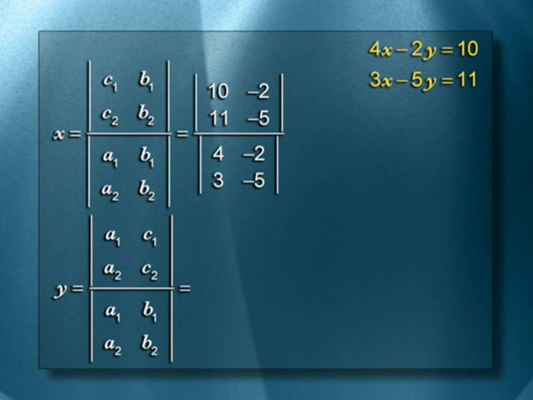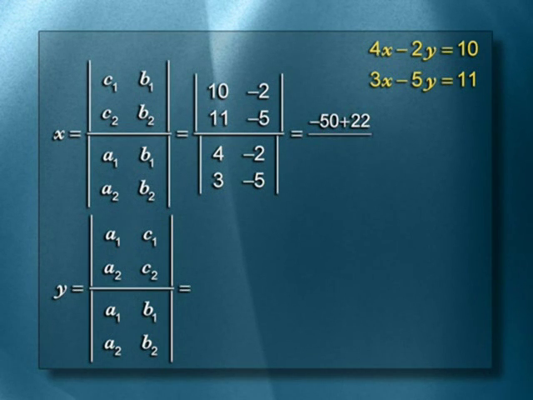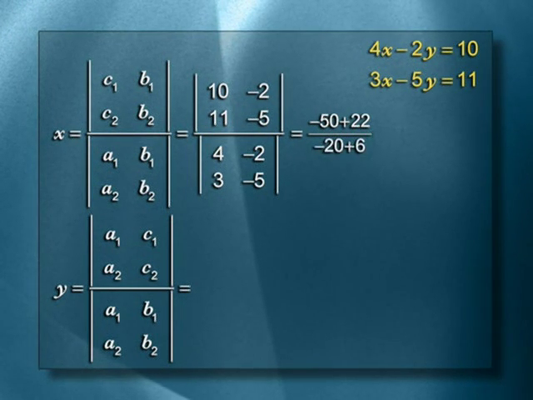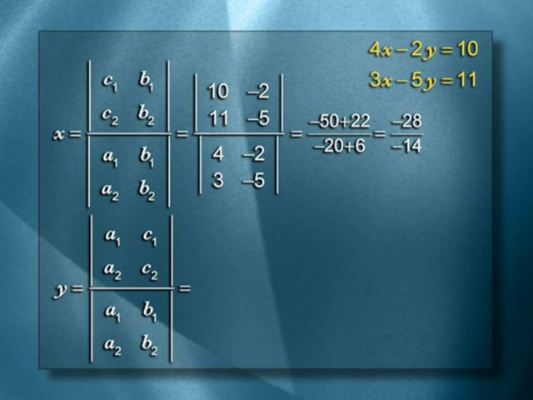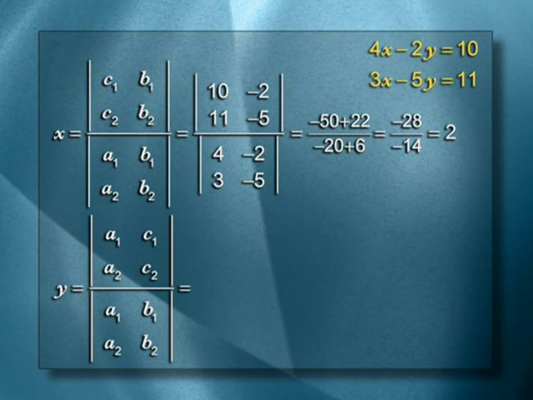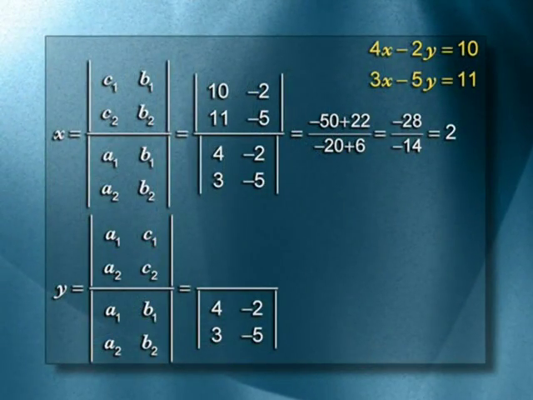And now calculate those 2-by-2 determinants. Well, the top one is minus 50 plus 22, 11 times minus 2, but you subtract that, so it's plus 22, divided by 4 times minus 5 is minus 20 plus 6. And then simplify that, minus 28 over minus 14, that equals 2. So x is 2. And I found it explicitly. I didn't have to do any row operations, did I? How about the second unknown, y? Okay, the denominator is the same as we had before, but the numerator is different now.